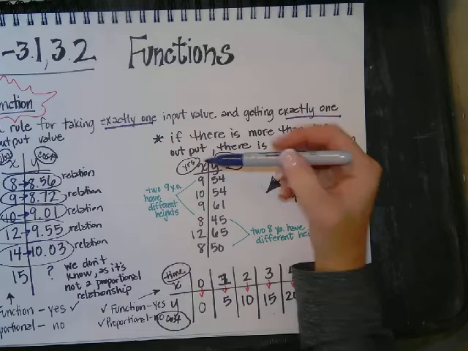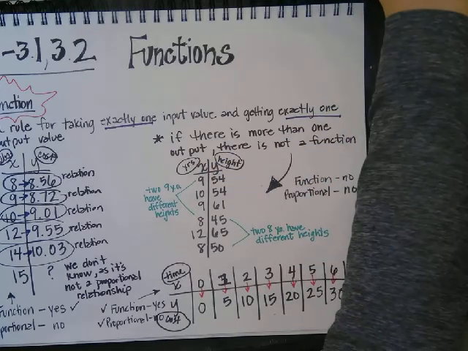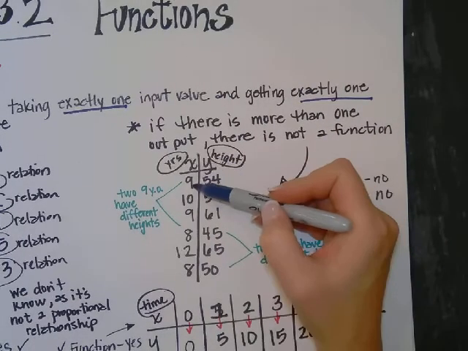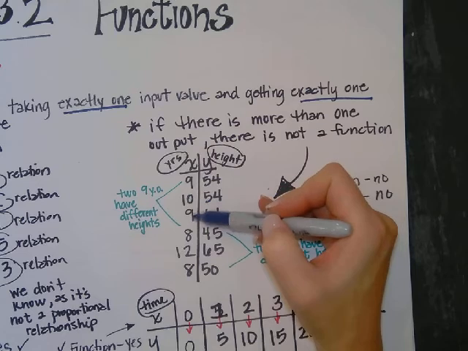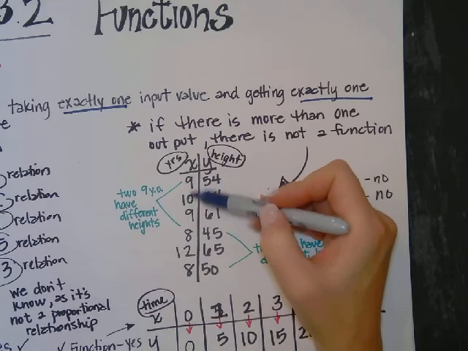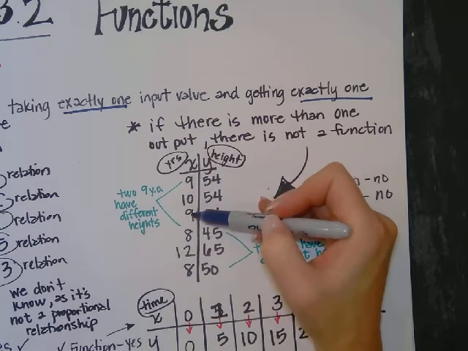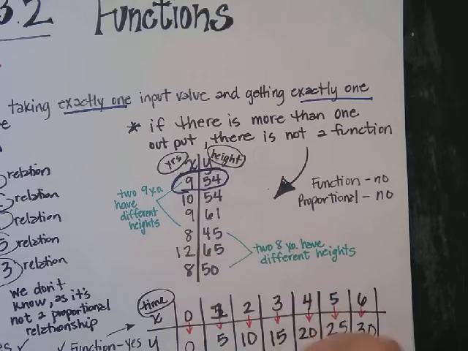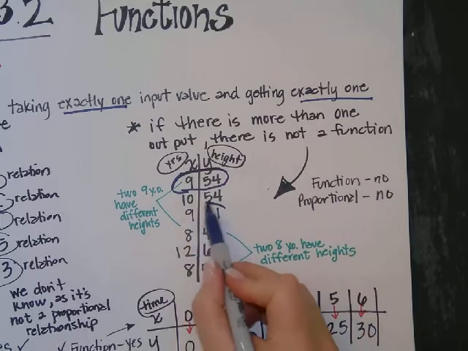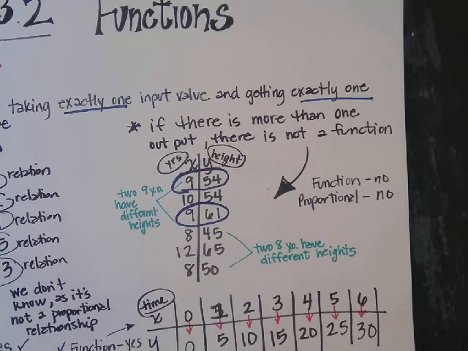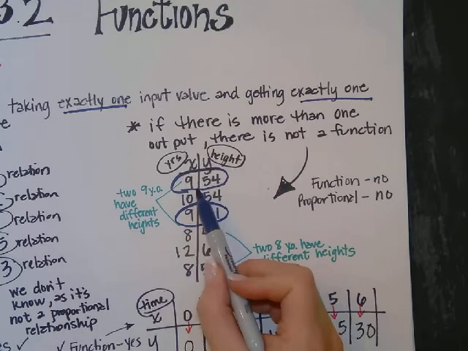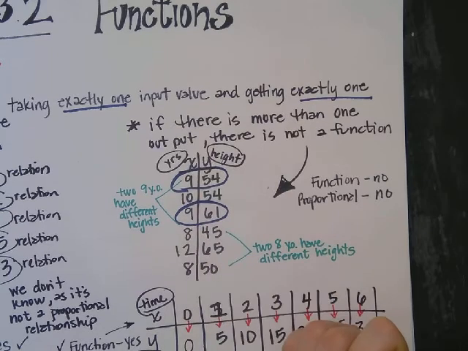So take a look here. This time in this table, we have the X value is years and the Y value is height. And so in this example, we have two 9-year-olds, right? So 9 years old, but the two 9-year-olds have different heights. Do you see how this 9 has a value of 54, but this 9 has a value of 61? And because there's not exactly one input for exactly one output, it's not a function.